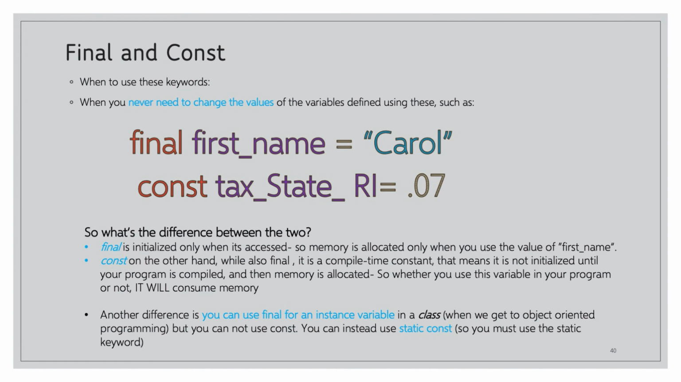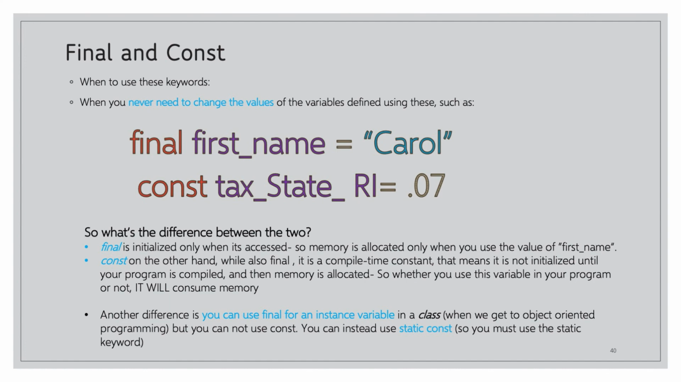Another difference is you can use final for an instance variable in a class. When we get to object-oriented programming, this is going to make more sense to you. But you can't use const. You instead could use static const, so you must use the static keyword first. So there's a little bit of a difference here in terms of how we would use this when we get to object-oriented programming.